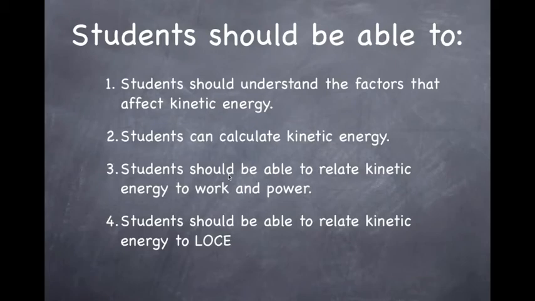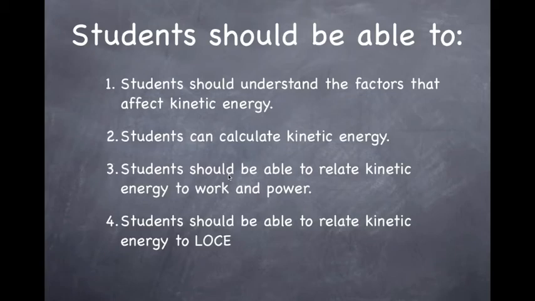So now you should understand the factors that affect kinetic energy. Number one is mass, and it is not a huge factor that affects kinetic energy, but it is a direct one. If you double the mass, you double the kinetic energy. However, velocity has a much, much bigger impact on kinetic energy. If you double the velocity, you quadruple the kinetic energy. If you halve the velocity, you have 1/4 as much kinetic energy.